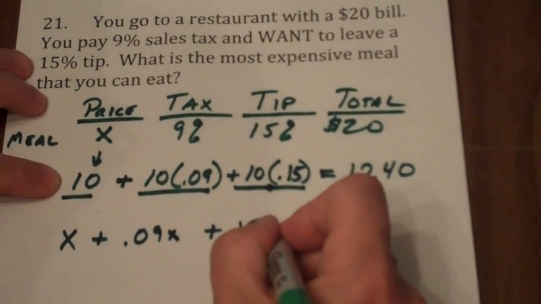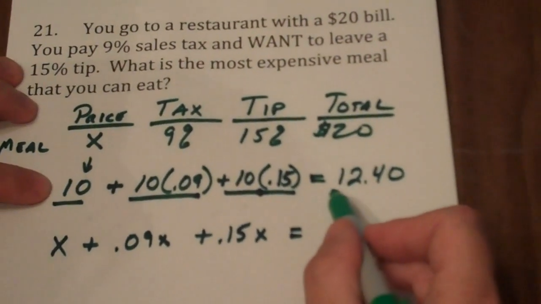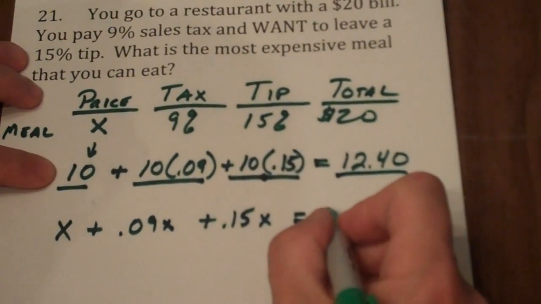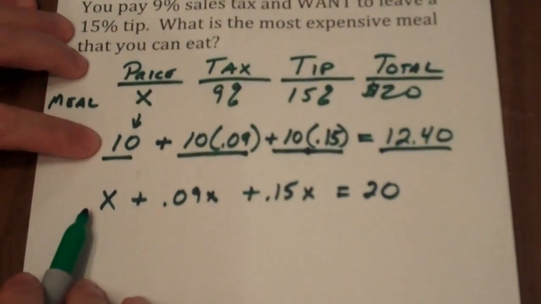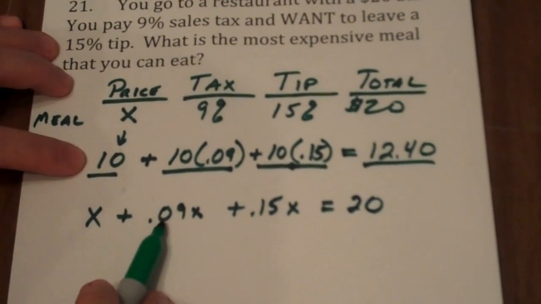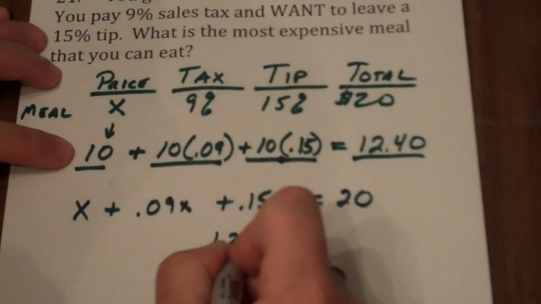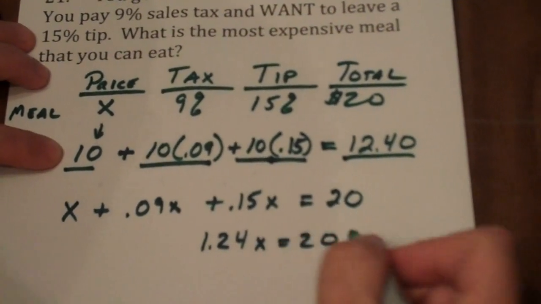And then, instead of 10 times 0.15, because you made up the 10, we'll take the 0.15 times X. And of course, what should this work out to be for the total? $20. The $12.40 was just a pretend number when you made up the 10. The actual total in this case is supposed to be $20. So in this case, we have 1x plus 0.09x plus 0.15x leaves me with 1.24x. And that needs to equal $20.